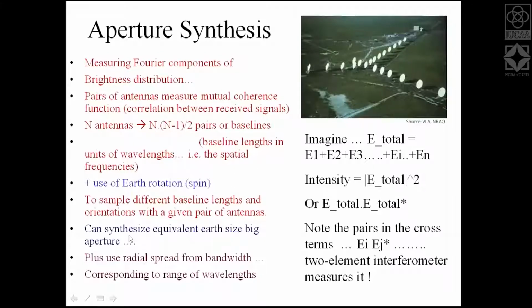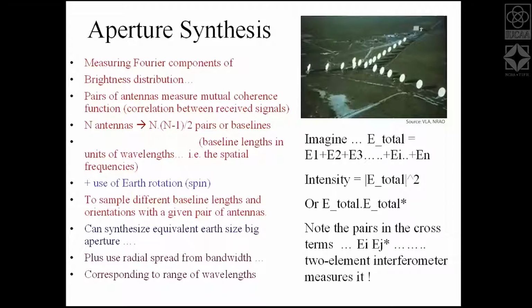I'm describing these in words. We will look at pictures relating to this pretty soon. And this way we can get all the information in the Fourier domain corresponding to a big aperture, and then use Fourier transform to translate that back into the image.